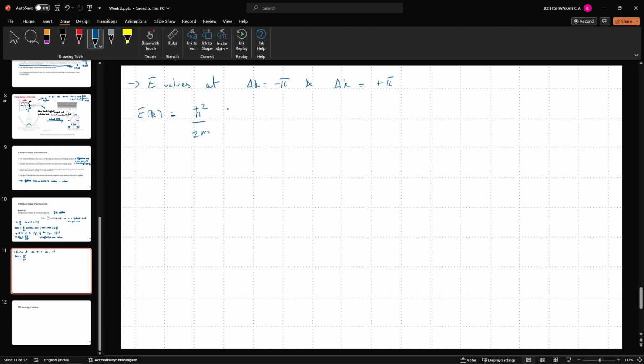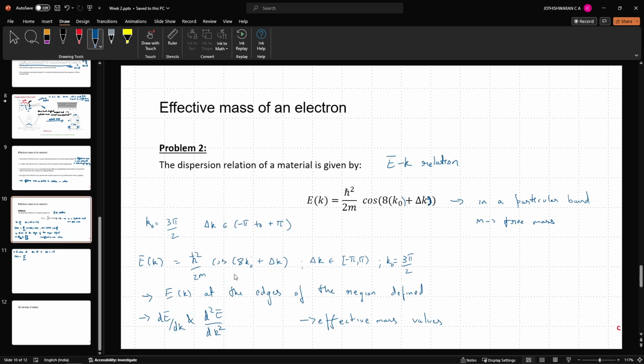Oh, okay. Did I miss something? Yes, I did miss something. So 3 pi by 2 is not a good case. I made a small mistake. So in this case, I'm going to choose a better value of k because I just realized what I have done. The whole thing should be a half integer. So let me say k naught is pi by 16. So now the whole problem will become very simple and you'll see what is happening here.